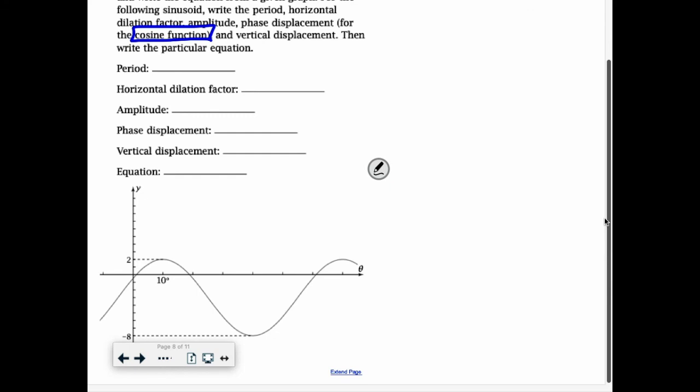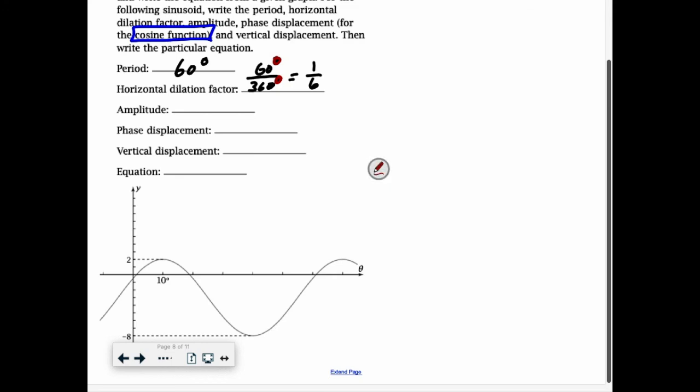So the period, this is a cosine function, so it's going like this. And it's stopping right here, so this is a full cycle. Starts at 10, so it goes 10, 20, 30, 40, 50, 60. The period is 60 degrees. So the dilation factor, it was 360 in the original function. Now it's 60 degrees, so I get this by just doing 60 over 360. That equals 1/6. You'll notice here that my degree symbols have canceled each other out. That's okay.